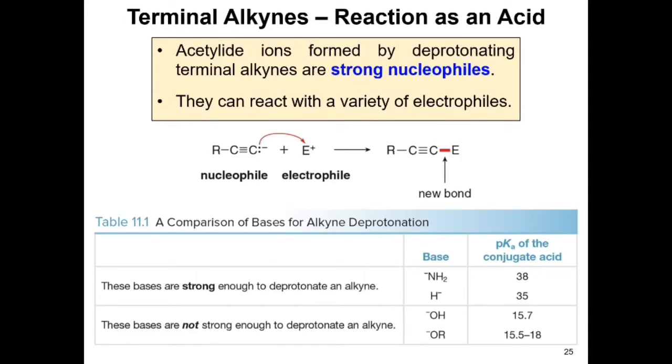So here's a table that shows you a comparison of bases for alkyne deprotonation. So here you can see that both the amide and the hydride ions are strong enough to deprotonate an alkyne. On the other hand, both hydroxide and alkoxide ions are not strong enough to deprotonate an alkyne because their pKa values, or the pKa values of the conjugate acid, are less than 25.